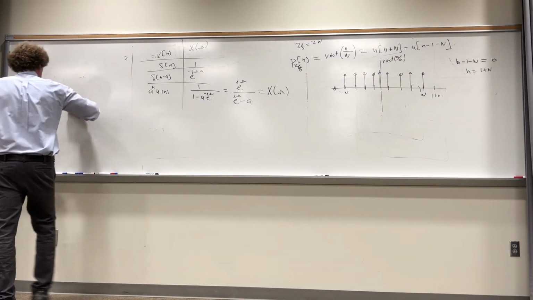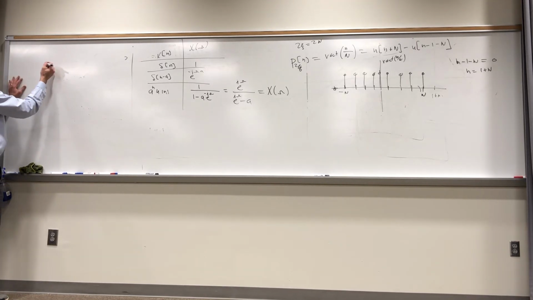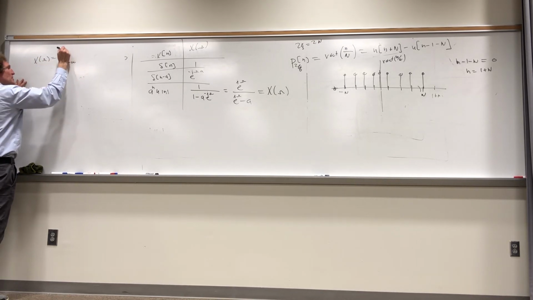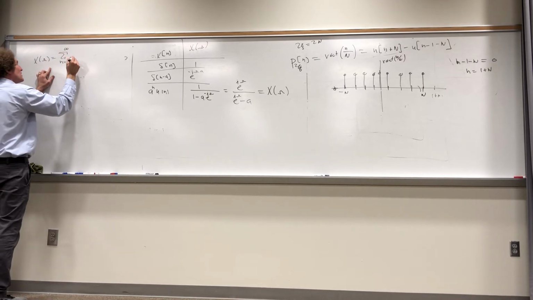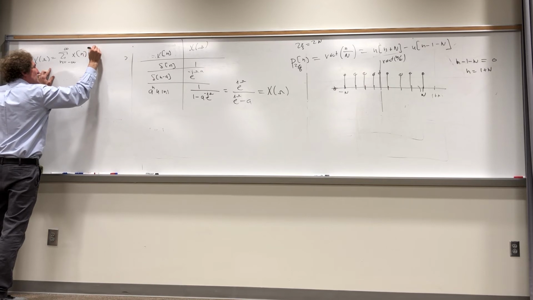All right, let's do this. Remember the fundamental definition. I know this is fresh, and I know you haven't seen it before. But the fundamental definition of X of omega is what? The summation n equals minus infinity to infinity of x of n times e to the minus j n omega.